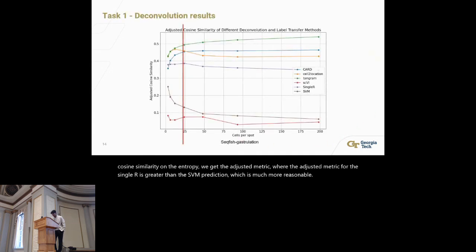So finally, coming to the results on the deconvolution task. This is for one dataset, the Seek-Fish gas relation dataset. We can see that the deconvolution metrics here in green and blue all increase with an increase in spot size, which goes linearly with more than 25 cells per spot and increases exponentially from 0 to 25. So it can be seen that a spot size of 25 or more cells per spot would be ideal.